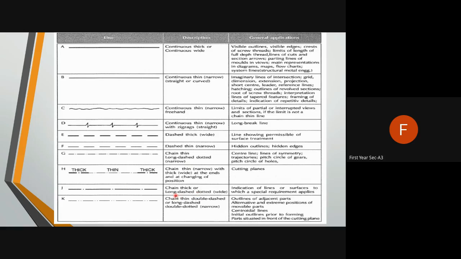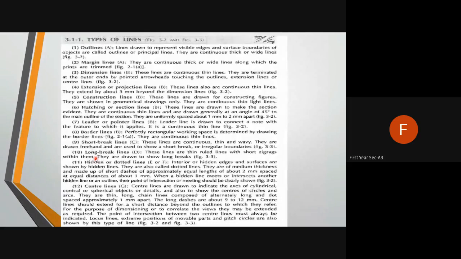Then chain thick or long dashed dotted wide line. It is used for the surfaces to which a special requirement applies. Then these are the chain thin double dashed or long dash double dotted lines. These are used for the outlines of adjacent parts or alternative and extreme positions of movable parts. So there are various things, and not all are usable, but sometimes they can be used. That's why we need to learn all these things.